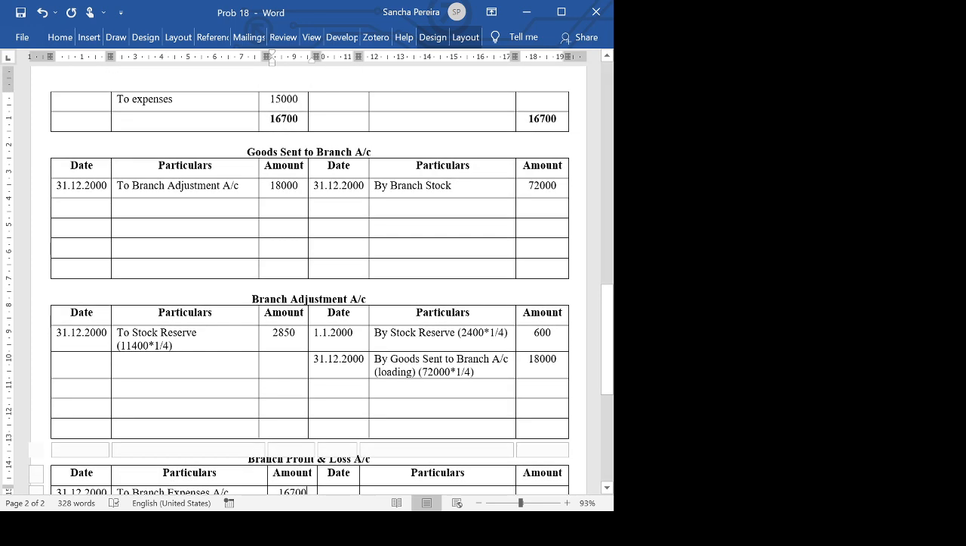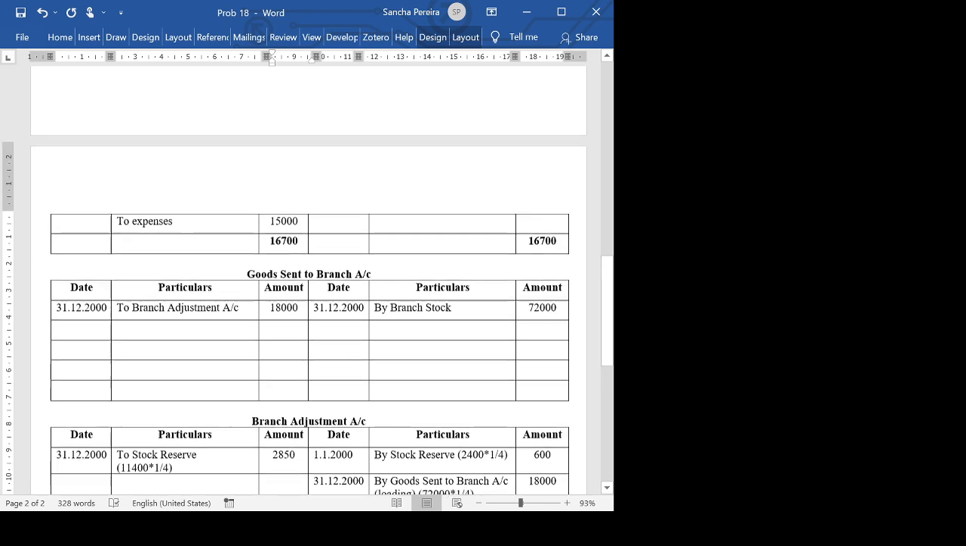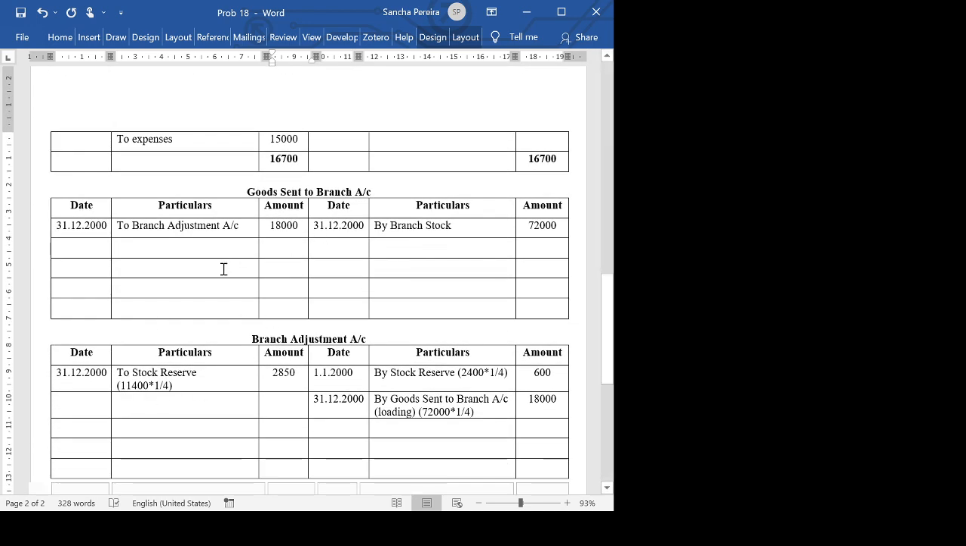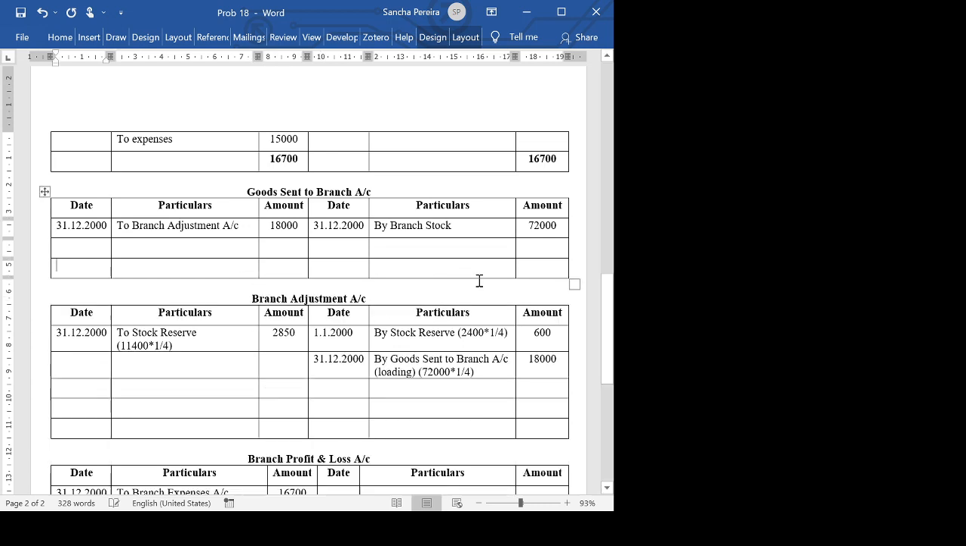Next. Is this clear, everyone? We're still not done with the profit and loss account. Next one. Now coming to this, you don't need so many lines here. You see here 72,000. Now, what is this? This is going to be transferred to the trading account. This is the balancing figure.